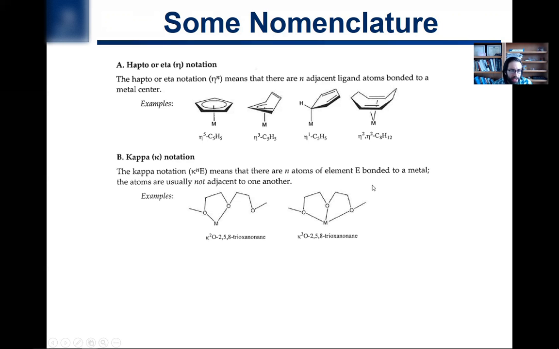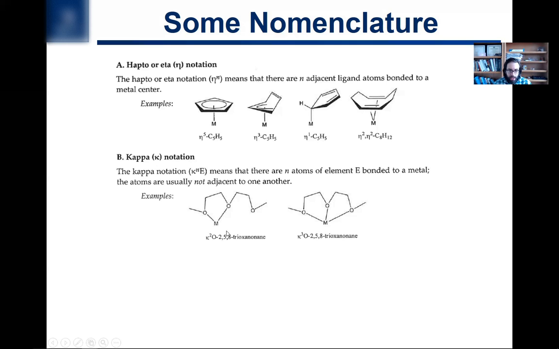Kappa notation. You use kappa n, and it means that there are n atoms of an element bonded to a metal. Usually they're not adjacent to one another. We saw this kappa notation when we were talking about polydentate ligands that have a different type of atom, like a nitrogen versus an oxygen that can bind. And so sometimes we say kappa N versus kappa O.